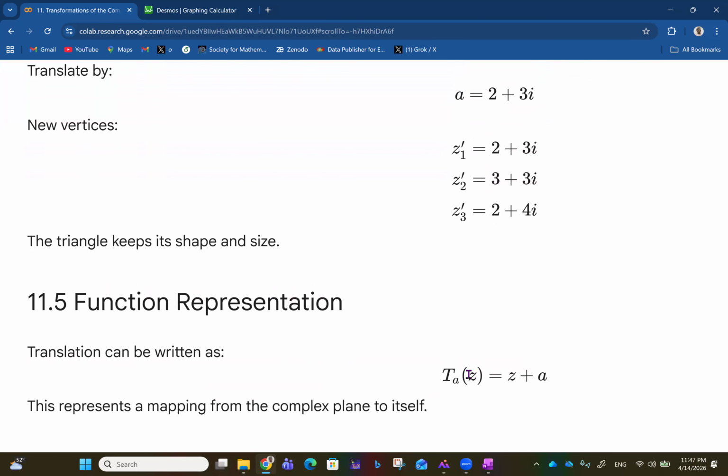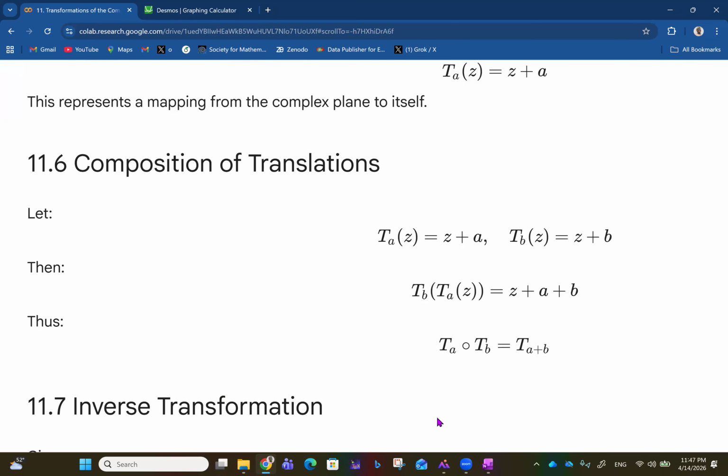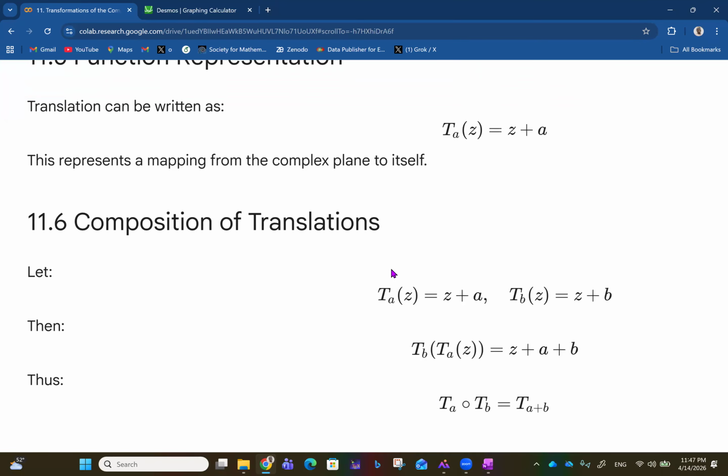Translation can be written as a function T sub a of z, which is z plus a. That means you're moving a particular complex number z by a factor a. So this represents a mapping from the complex plane to itself. And then we move on to composition of translation. So it's possible to compose translations. So you can have a translation of a translation.